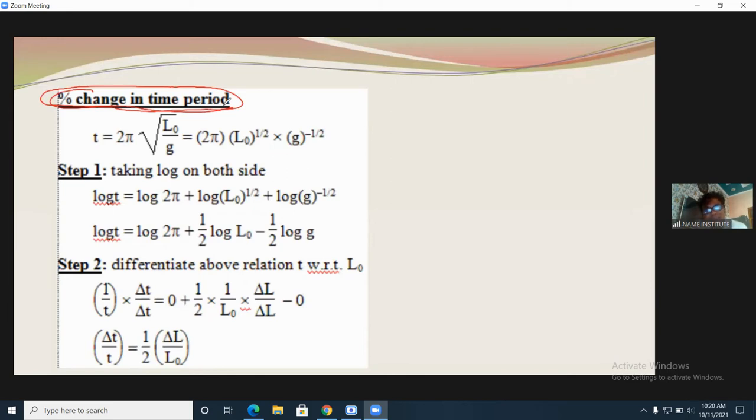How to convert any relation into percentage change? Simple, we take 3 steps in class. Very first step: taking log on both sides. Second step will be differentiation. And the last step: multiplying by 100 on both sides. So these 3 steps we will apply to convert any relation into percentage change.